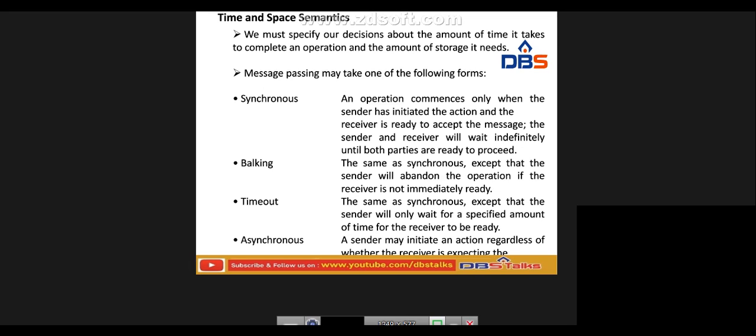And what is blocking? It is the same as synchronous, except that the sender will abandon the operation if the receiver is not immediately ready.